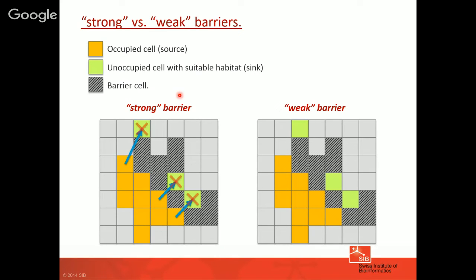It's simply that if you have your barrier here, the gray and black striped pixels, and you have your occupied cells here that can disperse, and your unoccupied but suitable cells in light green. In the case of a strong barrier, your species could not disperse along the blue arrows, whereas if you put a weak barrier, it would still be allowed to disperse. You can see that kind of border case where, depending on what you're modeling and what type of barrier input, you could choose between these two types.